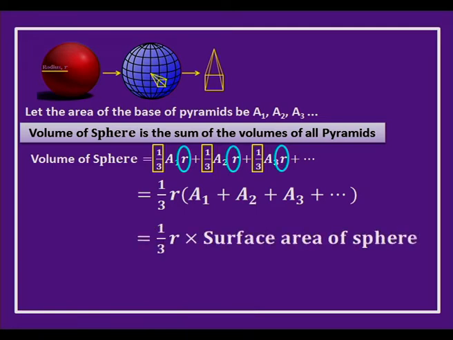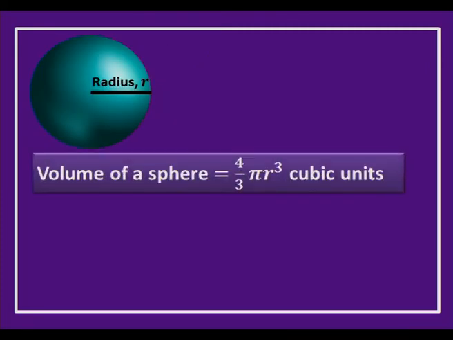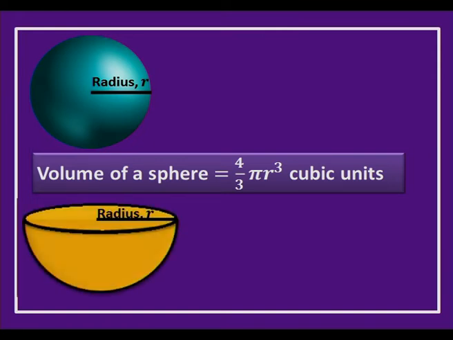Now, in adding all these things, you get simply the surface area of sphere. But surface area of sphere is how much, children? Yes, 4 pi r square. So, on multiplying this, you get 4 by 3 pi r cube. Hence, we can say that the volume of sphere is 4 by 3 pi r cube cubic units. Now, can you guess what is the volume of this hemisphere, children?